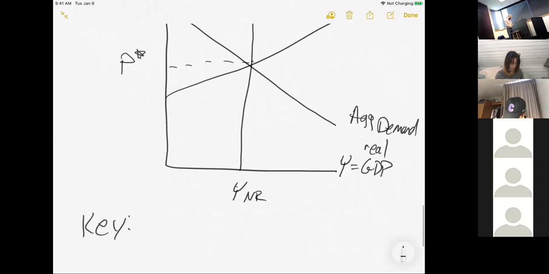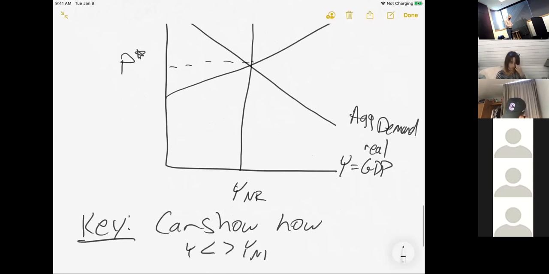The key here is we're going to show how output can be different from the natural rate of output, right? We're going to show how output can be higher than average or lower than average. So if the natural rate is the long run level of output, we can be above that or below that. And this model is going to help us understand how this works, okay?